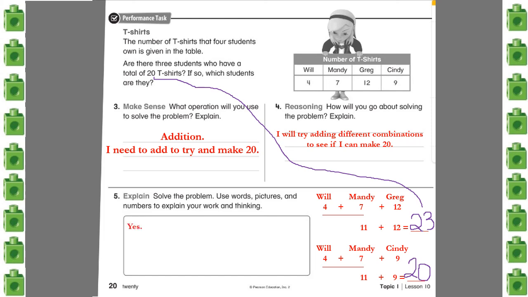Now let's look at the bottom. The answer is yes. There are 3 students who have a total of 20 T-shirts. Will, Mandy, and Cindy. Okay, how did we figure it out? We tried different combinations. And that's it, boys and girls. It's a lot of reading, it's a lot of work, but the math is actually not that difficult. We just have to be good readers. Okay?